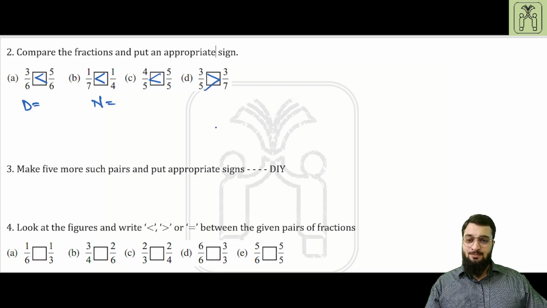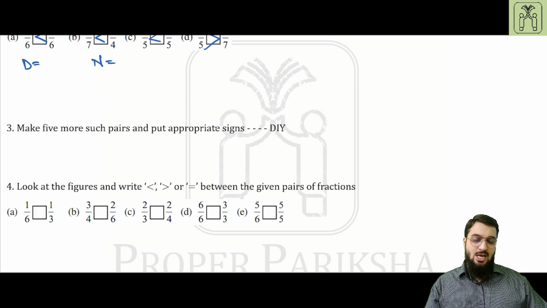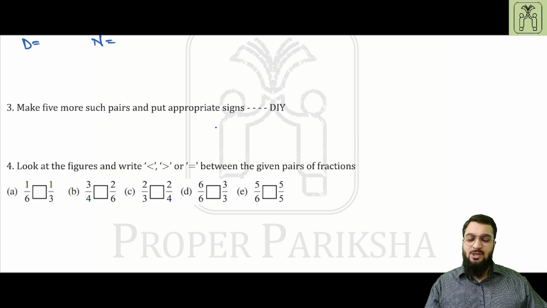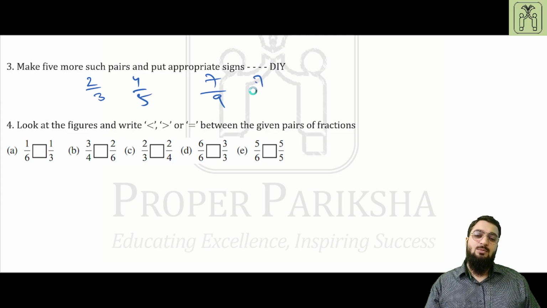Question number 3. Make 5 more such pairs and put appropriate signs. So this is a question for you as a DIY, so that you can attempt it on your own. You just need to make 5 more pairs, like you can write any numbers at random: 2 upon 3, 4 upon 5, 7 upon 9, 7 upon 11, etc. And you just need to fill the signs as per the previous rules explained. That is, if the numerator is the same, the denominator is the same, or both are different.